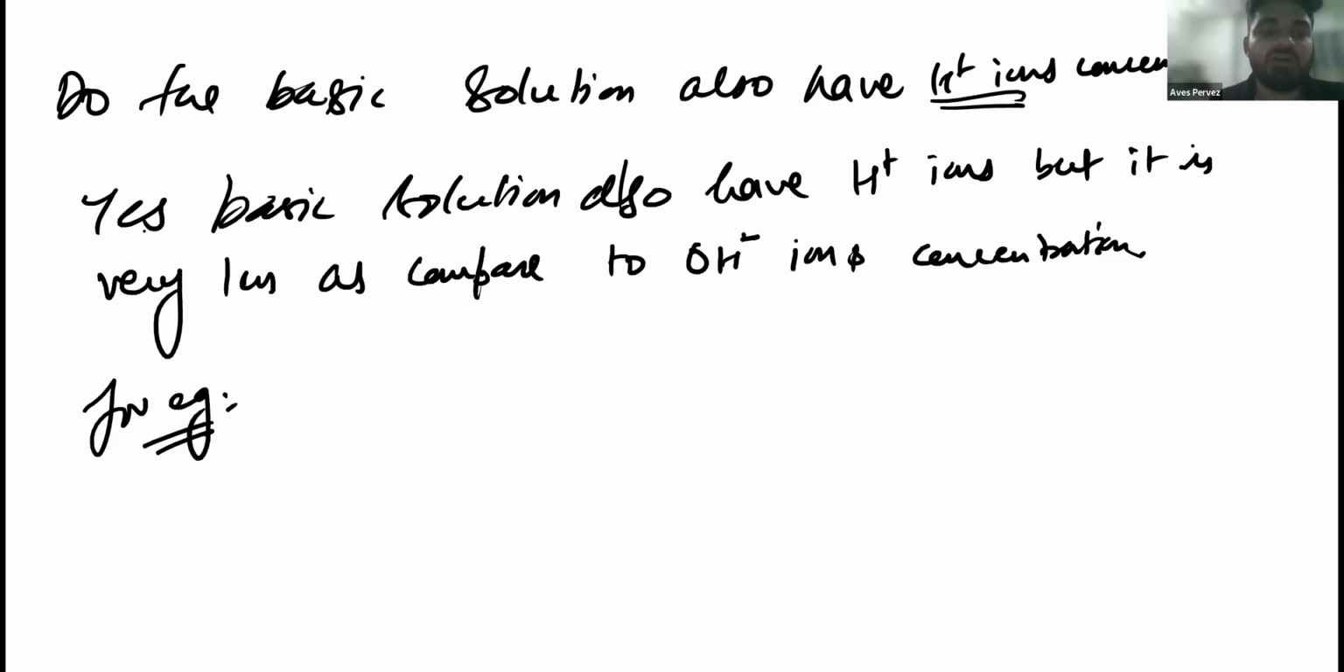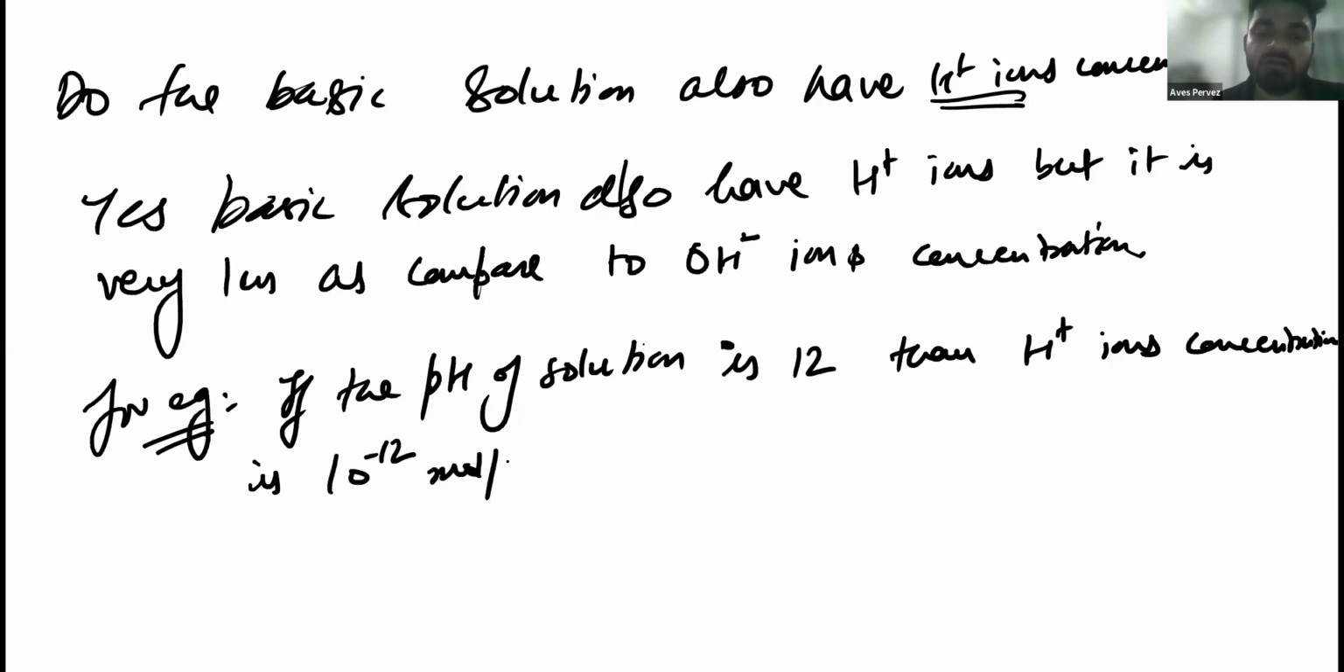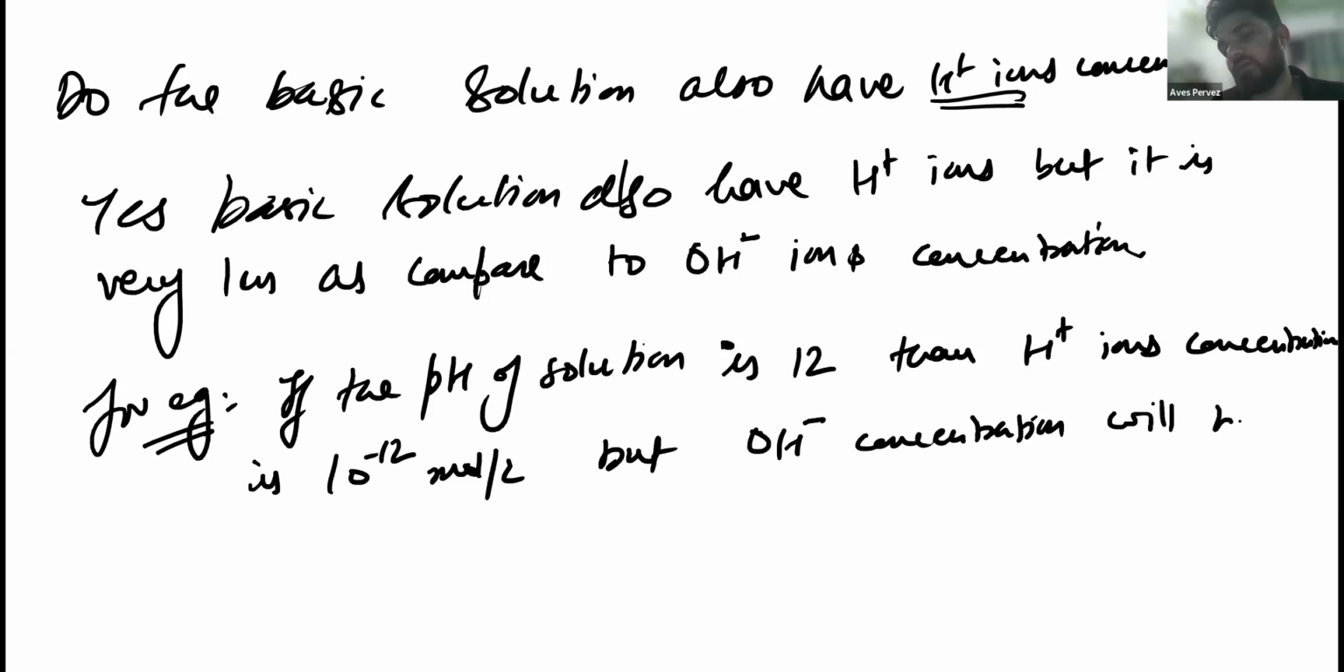So yes, the basic solutions also have H plus ions because, for example, you can explain, if the pH of the solution is 12, then the H plus ion concentration is 10 raised to the power minus 12 mole per liter, but the OH ion concentration will be 10 raised to the power minus 2 mole per liter. Okay. Note it fast.